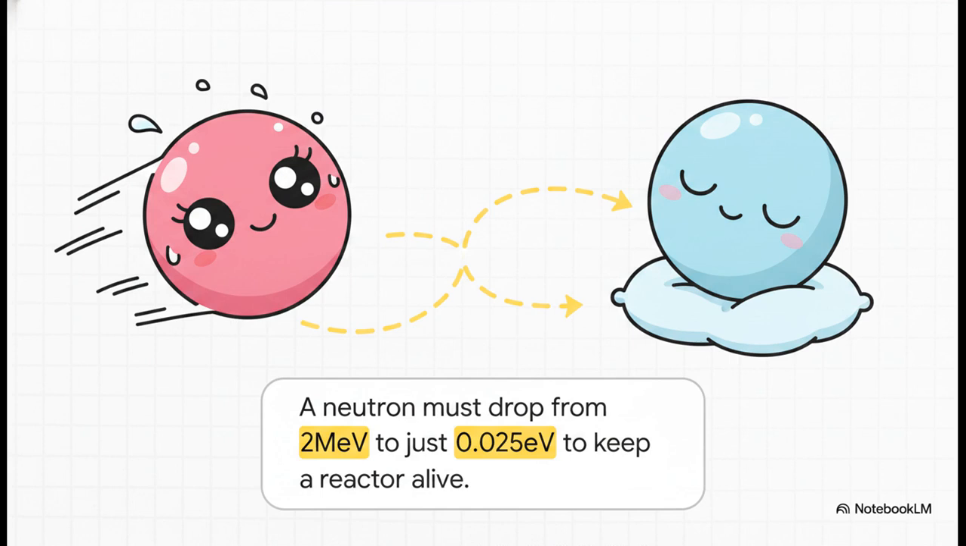To put that into perspective, look at the sheer scale of the energy drop we need here. A neutron has to drop from 2 million electron volts down to a mere 0.025 electron volts. That's a microscopic fraction of its original speed. If we don't bleed off that kinetic energy, the neutron won't be successfully absorbed by other fuel nuclei to sustain the reaction. The reactor literally relies on this extreme deceleration to stay alive.